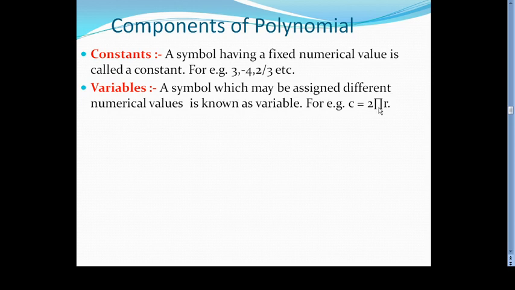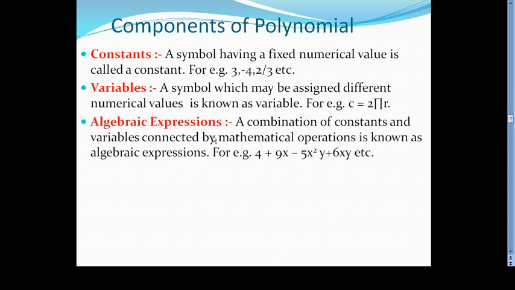Because if the radius of a circle is 2 centimeters, then r will be 2. If it is 3 centimeters, then it will be 3. That means it keeps on changing, it keeps on varying. So this is called a variable, and 2 pi remains constant. So these are the constants.